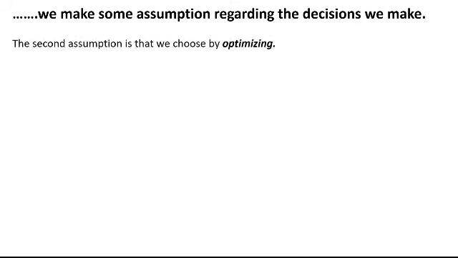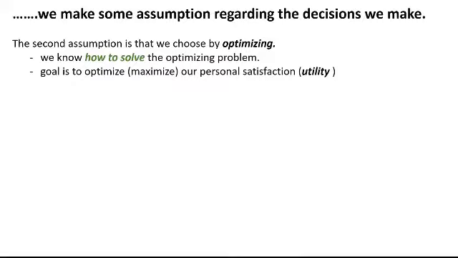Now the second assumption, tied very closely to preferences, is that we choose by optimizing. Now, again, two components to optimizing. Optimizing involves problem solving, right? In this case, we're going to do a very simple problem, but we need to know how to optimize a problem. Now, in terms of individuals like you or I as a consumer, our goal is to maximize our personal satisfaction. So when you hear optimize, think maximize.